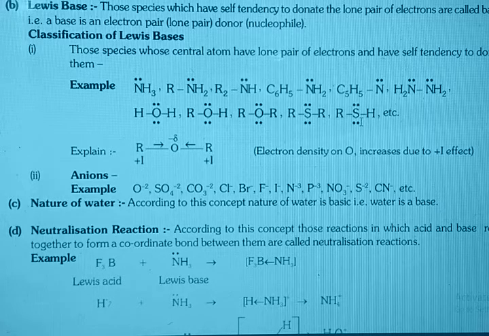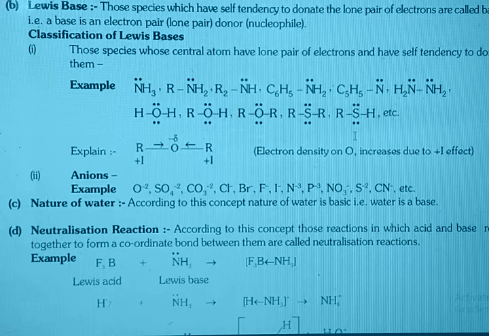Primary amide, secondary amide, benzene amide. You can see all these compounds represented on your screen have a tendency to donate a lone pair of electrons. So they are Lewis bases, right? Electron density on oxygen increases due to the plus I effect, the inductive effect, right?